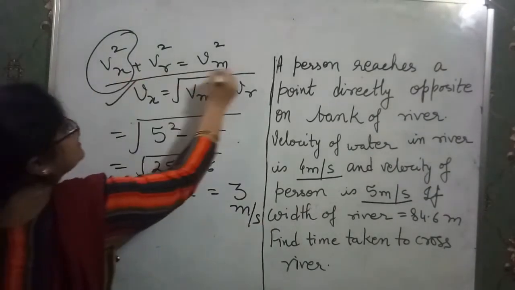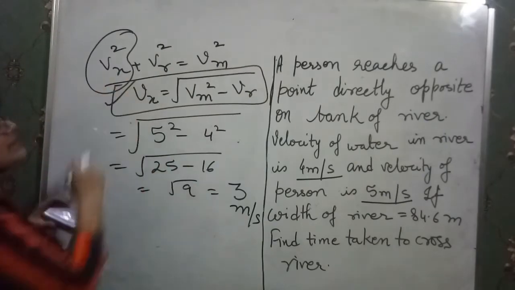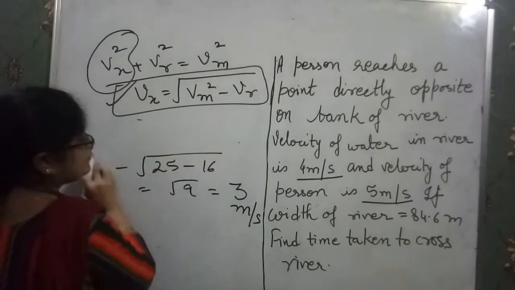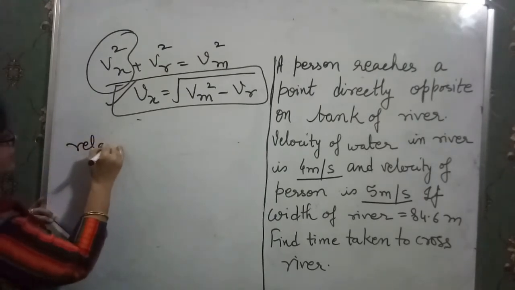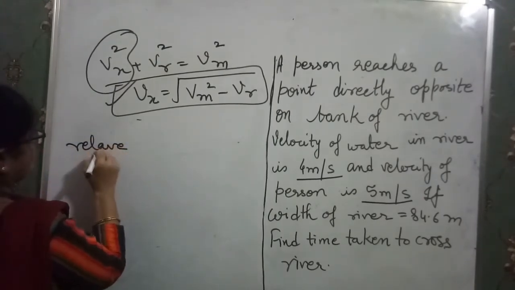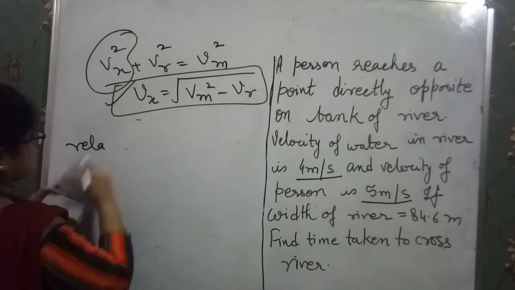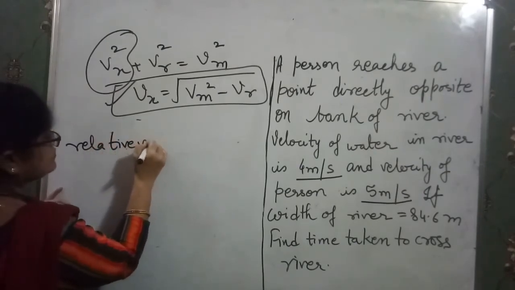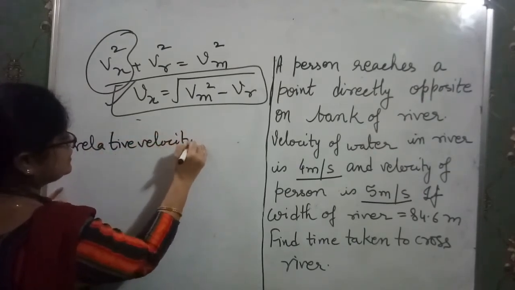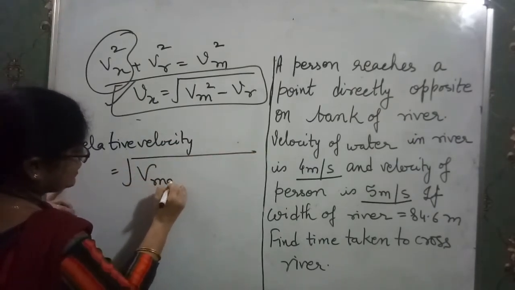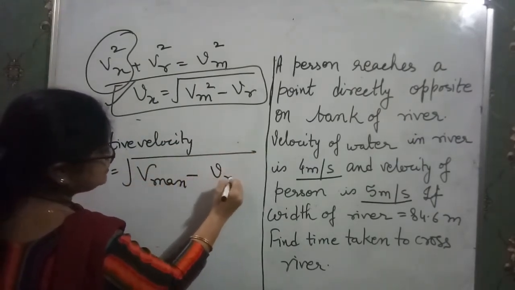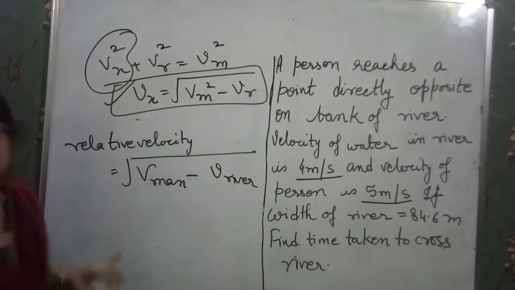So please note this formula. Wait a minute. Note this formula. Relative velocity is equal to the square root of the velocity of man squared minus the velocity of river water squared. Write this formula.